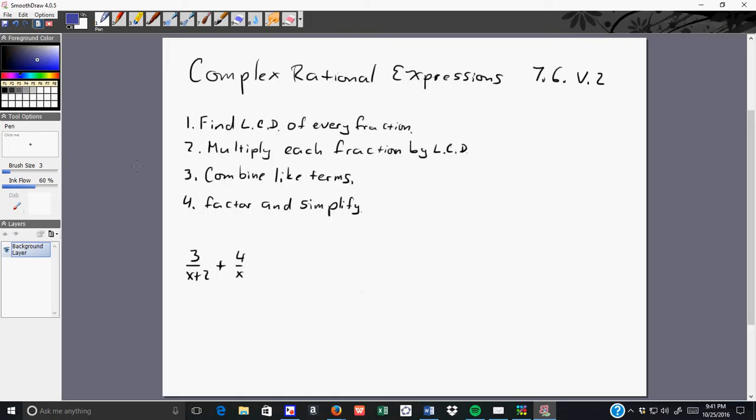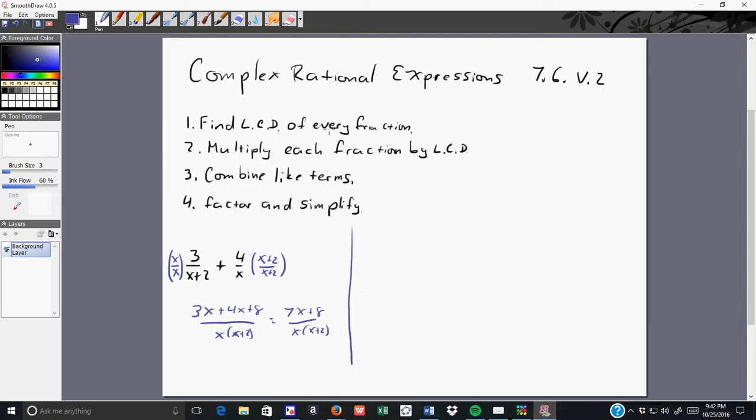In the past, we had added fractions, and so what we did was we took a look at this, and I'd say, all right, the common denominator is going to be x times x plus 2. And so I'm going to multiply both these fractions to make sure I get a common denominator. And then what I'd have is 3x plus 4x plus 8 all over x times x plus 2, which is 7x plus 8 over x times x plus 2. Now, we're going to do something very, very similar, but it's going to be slightly different.